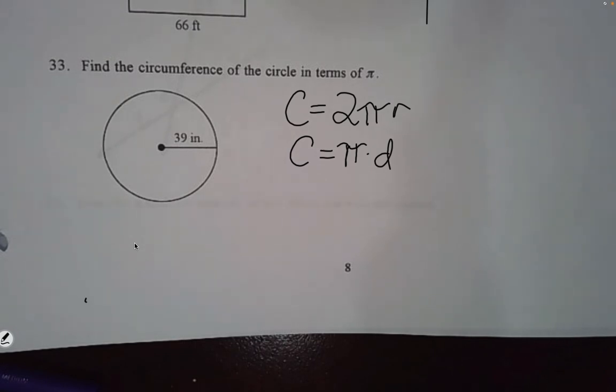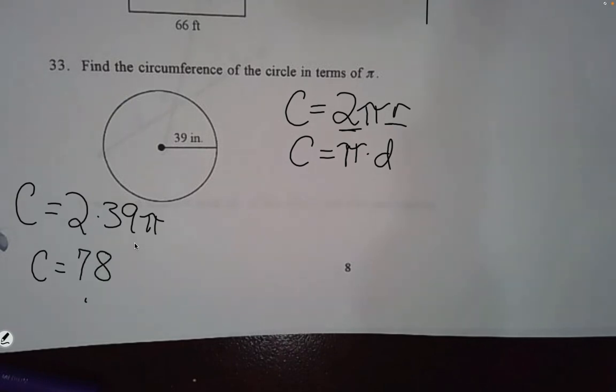So, I would plug them in, and it says in terms of pi. What does that mean? Leave the pi there. Leave it alone. It will tell you when to plug in 3.14. So it's going to say C equals 2 times 39 pi. Does everybody understand where I got that? That's 2 times r. What is 2 times 39? 78. So 78 pi. It said in terms of pi, and notice I left my pi. All right. Are we good with that?